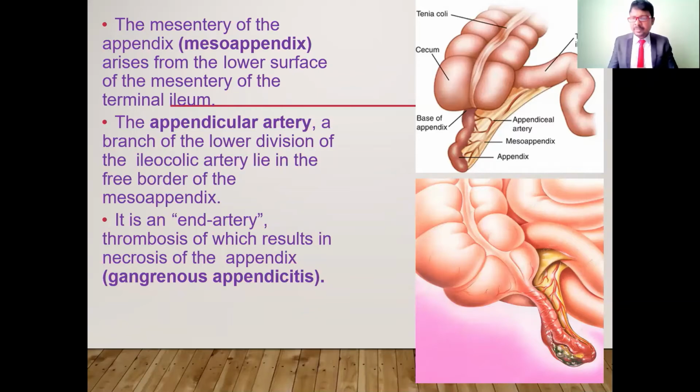Coming to another anatomical structure, the meso-appendix. The meso-appendix is the mesentery arising from the lower surface of the mesentery of the terminal ileum. The terminal ileum is the lower part of the small intestine. This mesentery originates from the terminal ileum and attaches to the appendix.